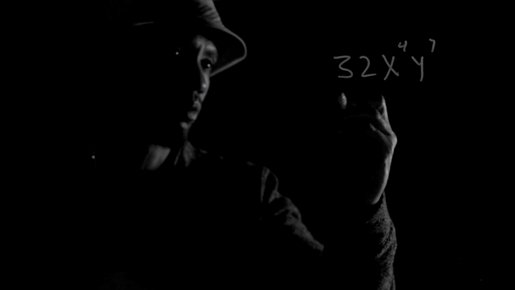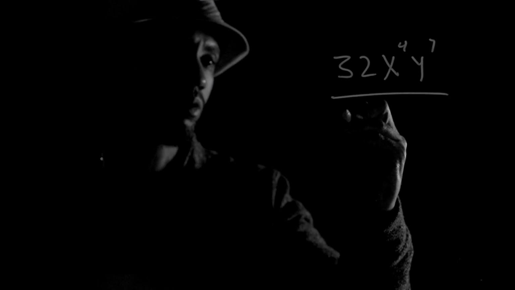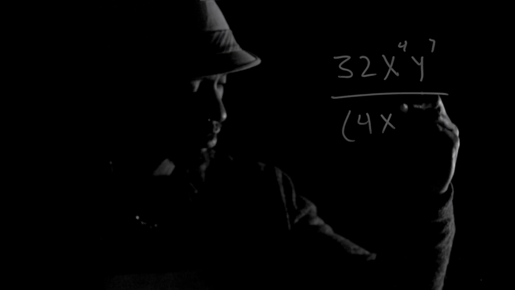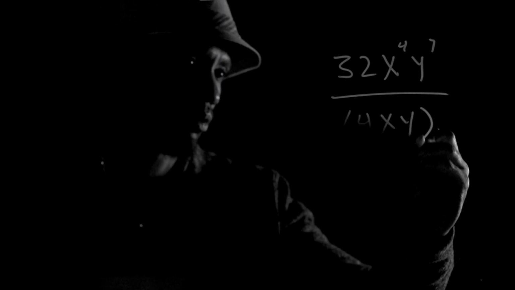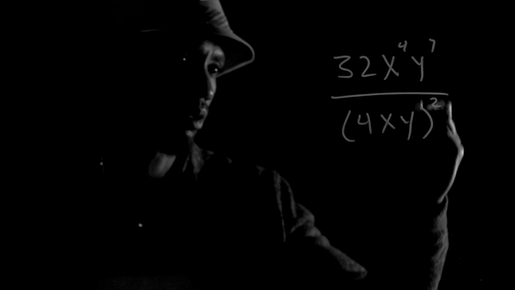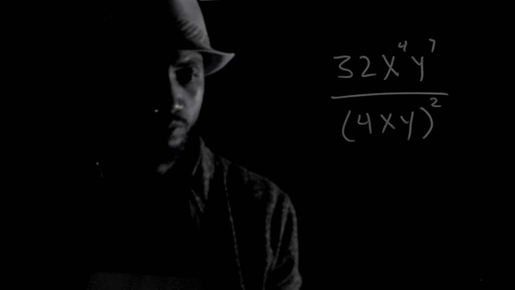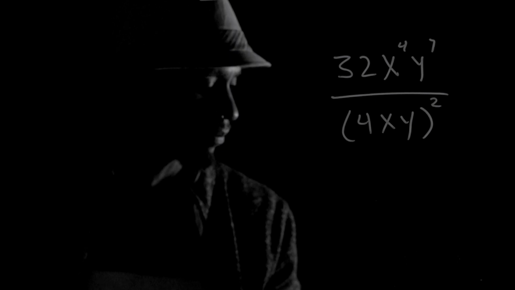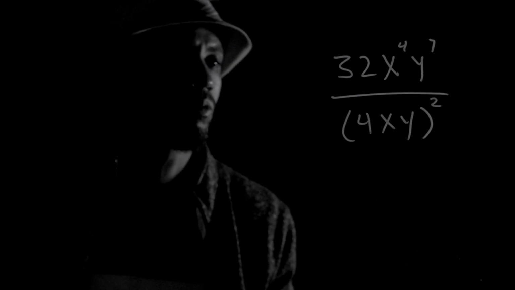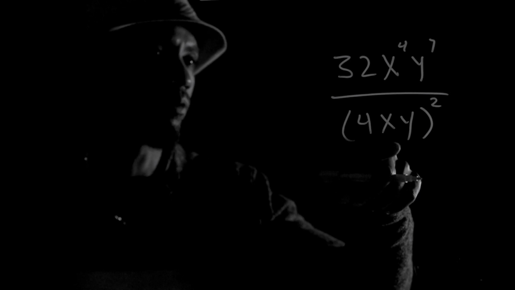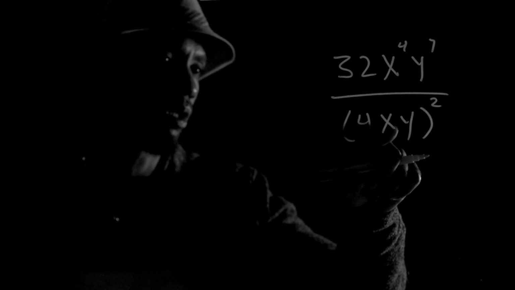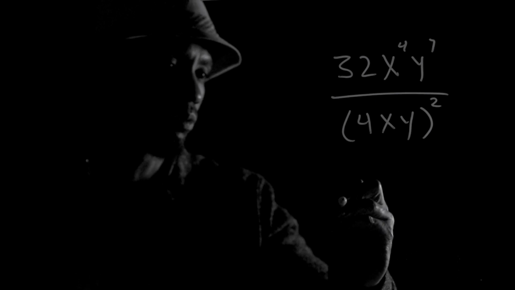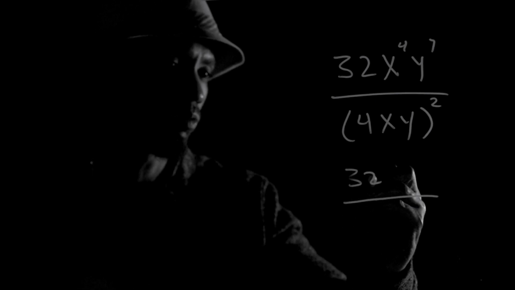Another one. 32x to the 4th, y to the 7th, over 4x y raised to the 2nd power. Okay? All right, let's give it a shot. We're doing division, so let's go ahead and recognize that we have this bottom monomial squared. So it would be in your interest to rewrite the question.